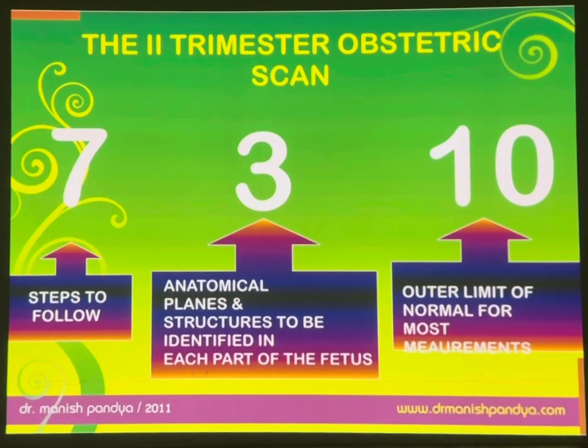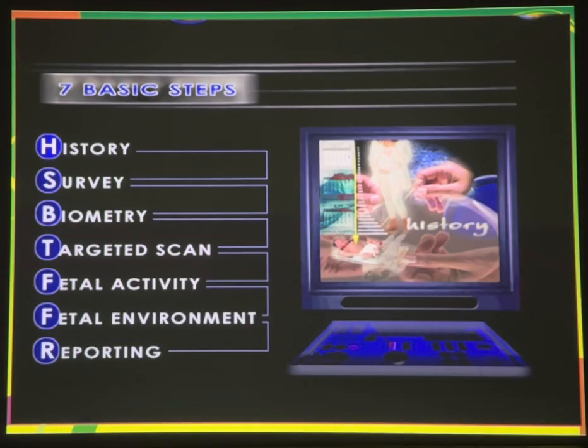Likewise, if the lateral ventricle at the Sylvian sulcus is more than 10 mm, we can call it ventriculomegaly. If the ureter or pelvis, the renal pelvis, is dilated more than 10 mm, then we can call it hydronephrosis or sometimes hydroureter. In 7 basic steps.